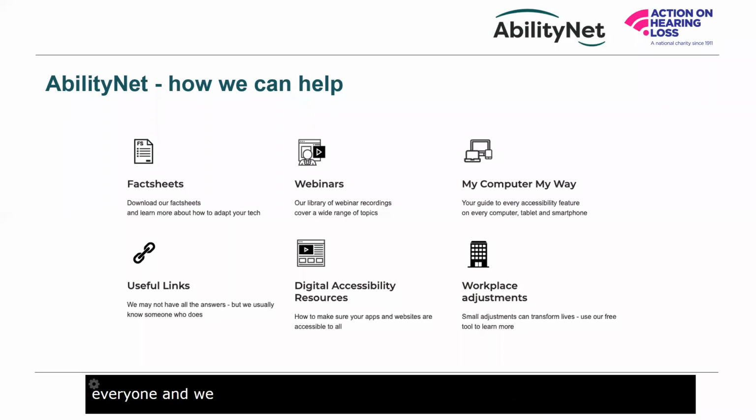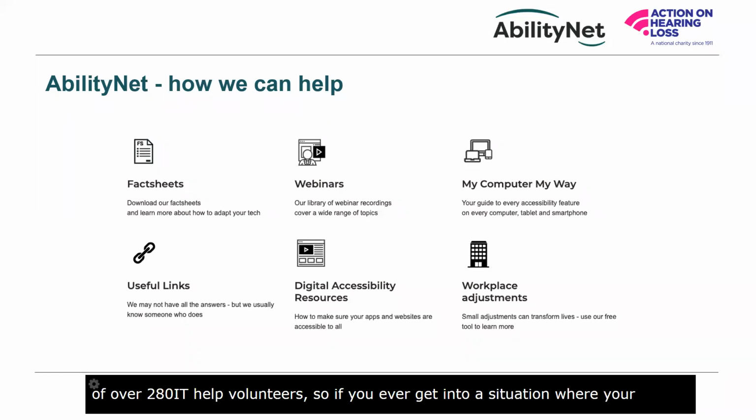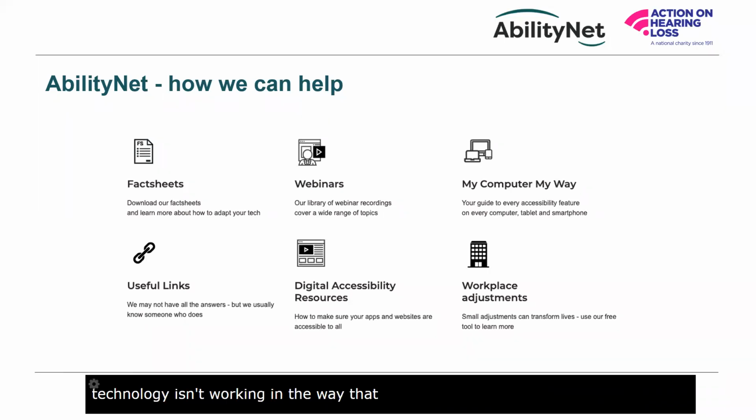One of the things that isn't listed on that slide is that we also have a network of over 280 IT can help volunteers. So if you ever get into a situation where your technology isn't working in the way that you want it to, you can always drop us an email or give us a call, or get someone to contact us on your behalf, and we can arrange for a volunteer to come out within 5 to 10 working days. And we've got volunteers in most parts of the UK.